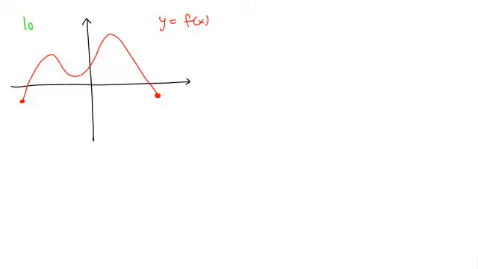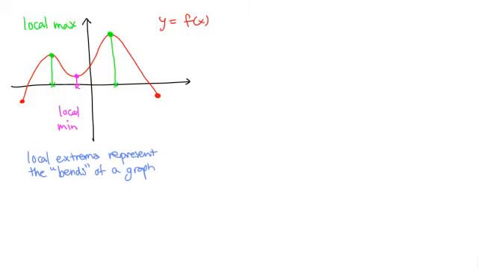For example, this function would have two different local maximums, one right here and one right here, corresponding to these particular x values. This function also has a single local minimum, corresponding to this particular x value here. The idea was that local extrema represented bends in a graph.